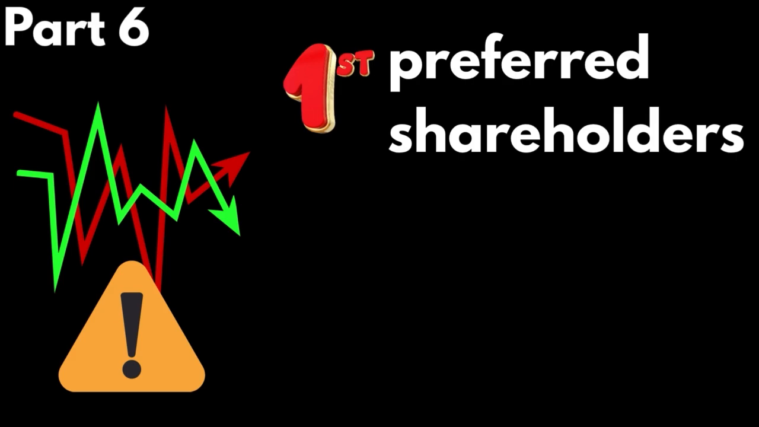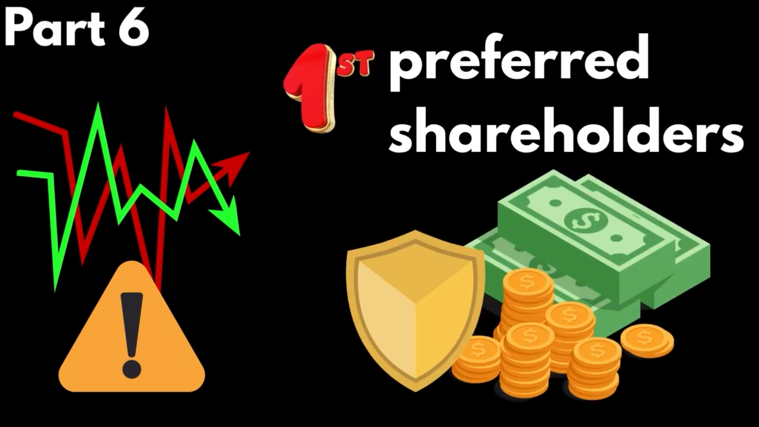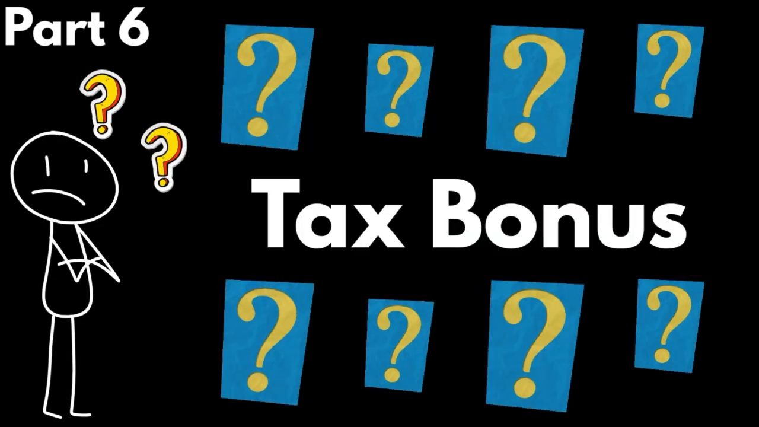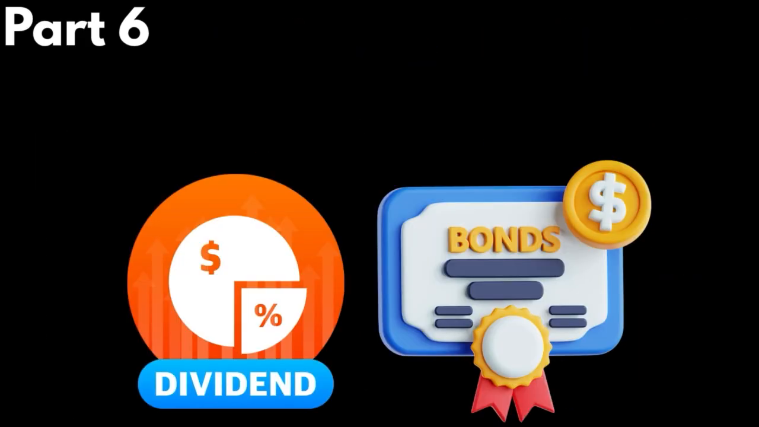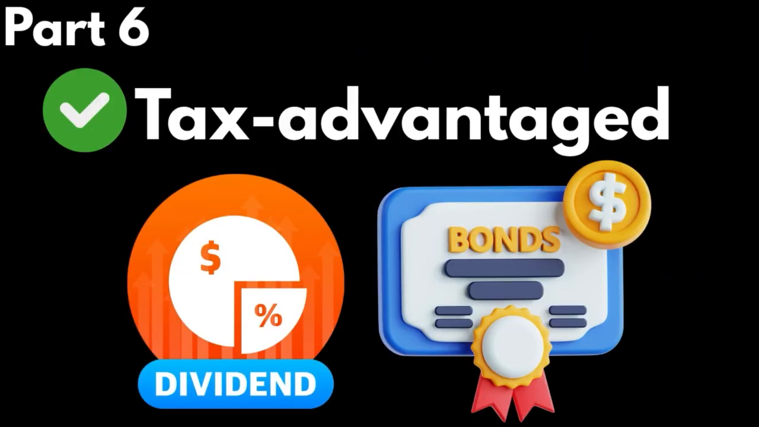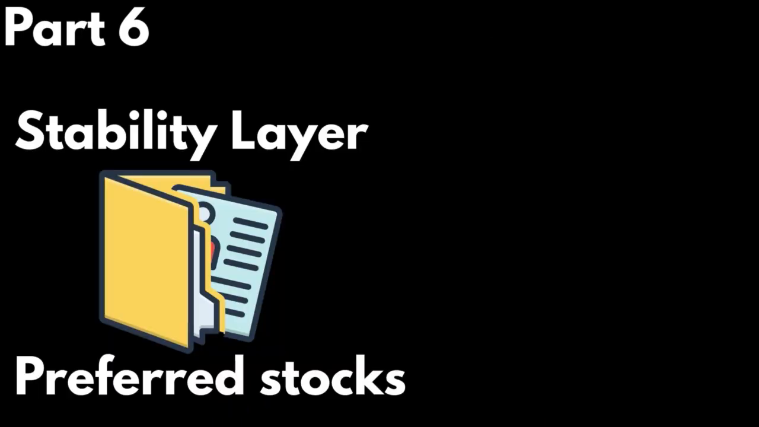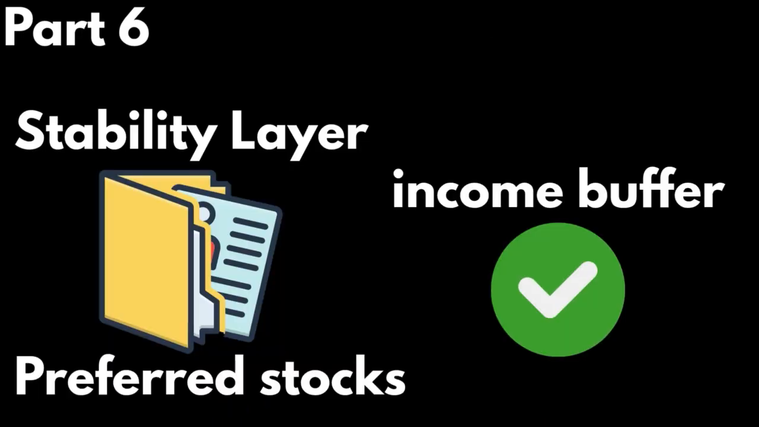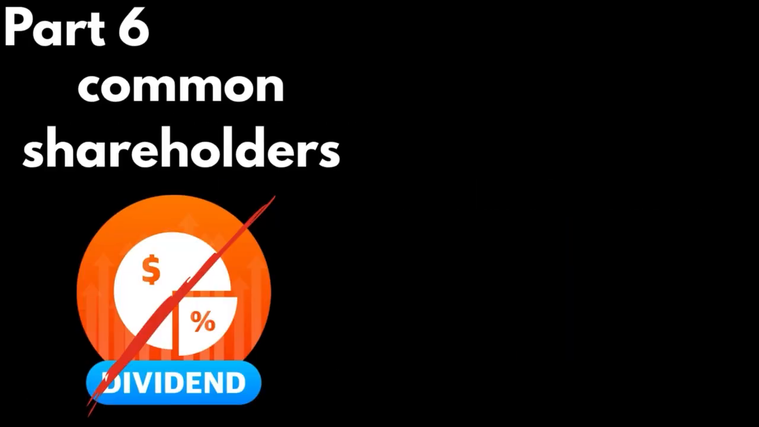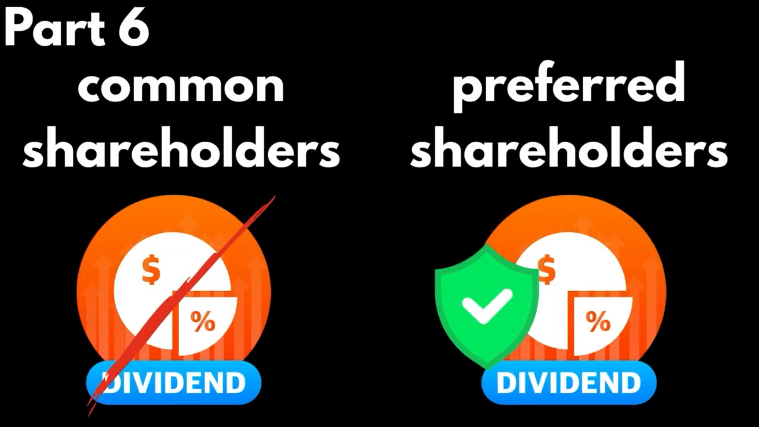So while the market whips around, preferreds often hold steady, still paying you like clockwork. And there is a tax bonus too. In many cases, those dividends are tax-advantaged compared to bond interest. More net income in your pocket. Here is where they shine. As part of your stability layer, preferred stocks can act like an income buffer. When common dividends get cut, preferreds often keep flowing.